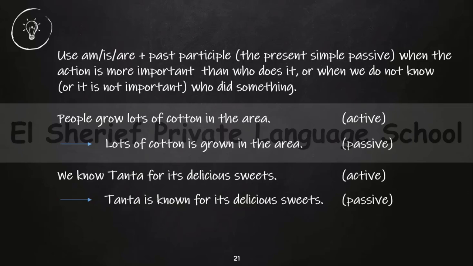So we is the subject, know is the verb, Tanta is the object. So I will start with the object, Tanta, and I will put am or is or are. Tanta is a singular noun, so it will be is, and the past participle of know is known. Complete the sentence: Tanta is known for its delicious sweets.